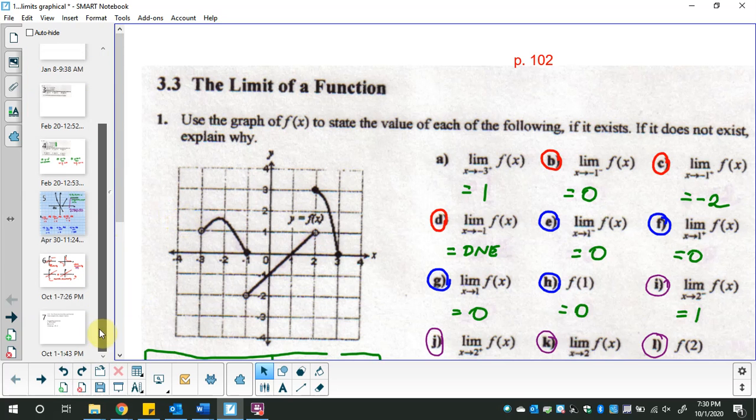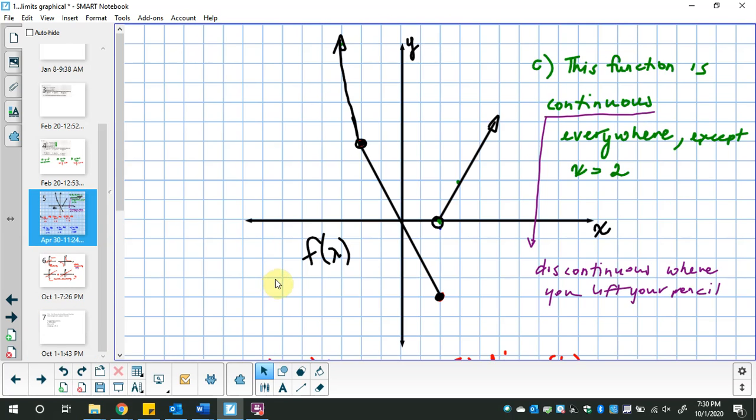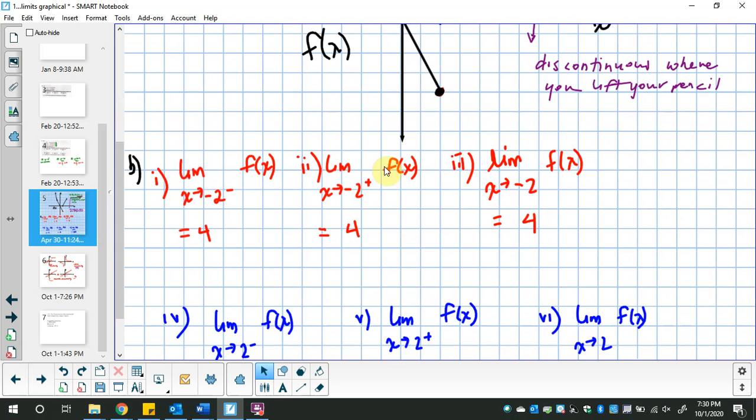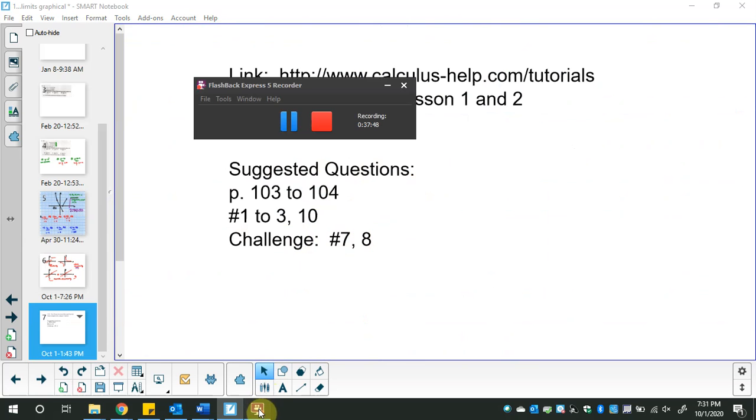However, I've given you a couple of challenge questions here, number 7 and number 8. And number 7 and number 8 are more like this question where I have to draw it and then talk about it. So it's a combination of drawing and then doing your limit work. So that is if you're working out of the workbook, which is also on the Google Classroom. So the end of limits graphically. We get to do algebraic limits next.